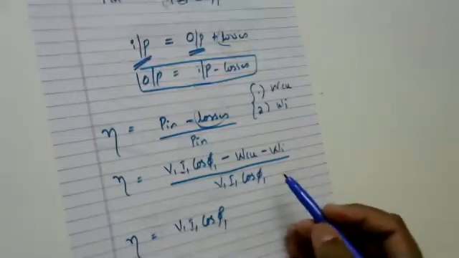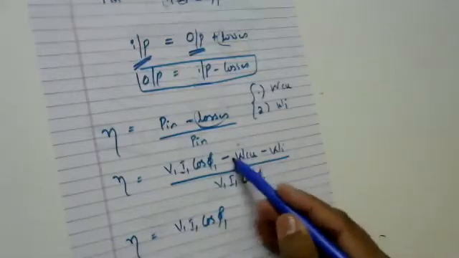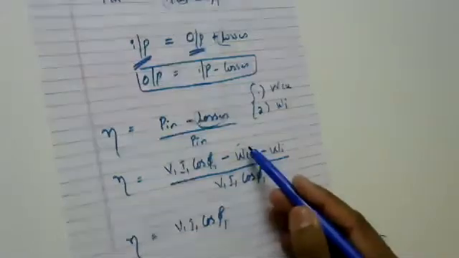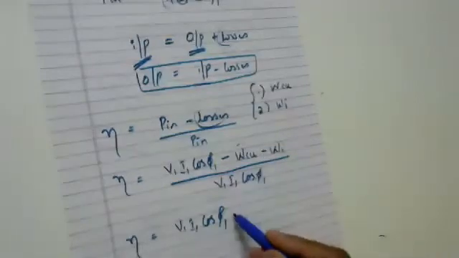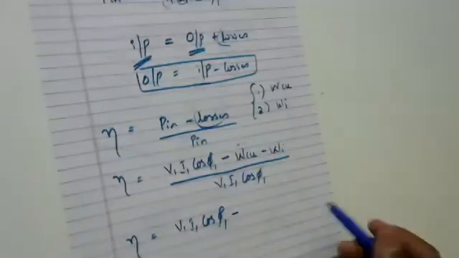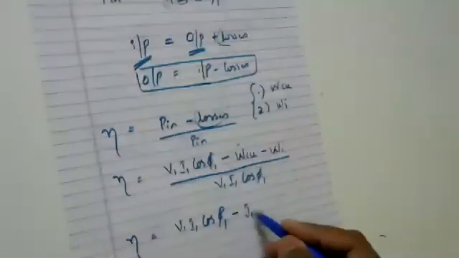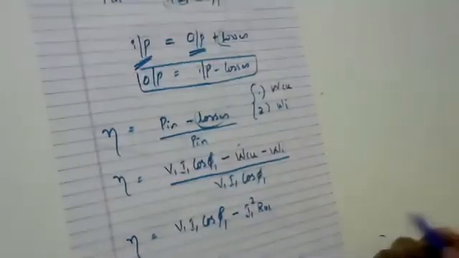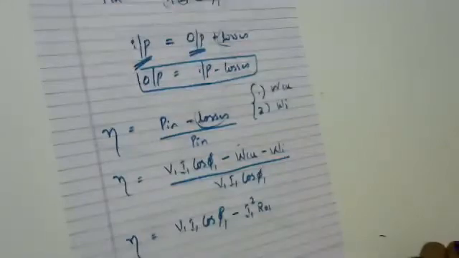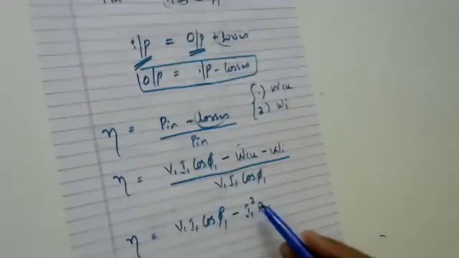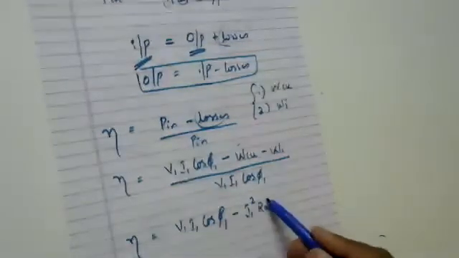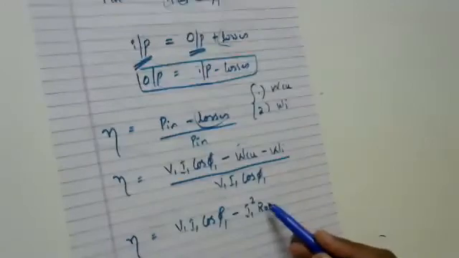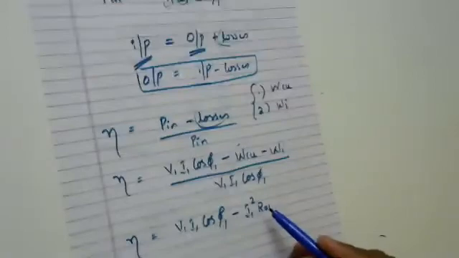If I want to define the copper loss, which is called the I square R loss, how can I write this? I can write it as I1 square R naught 1, where I1 square indicates the current on the primary side, taken as a square, and R naught 1 is the effective resistance as seen on the primary.